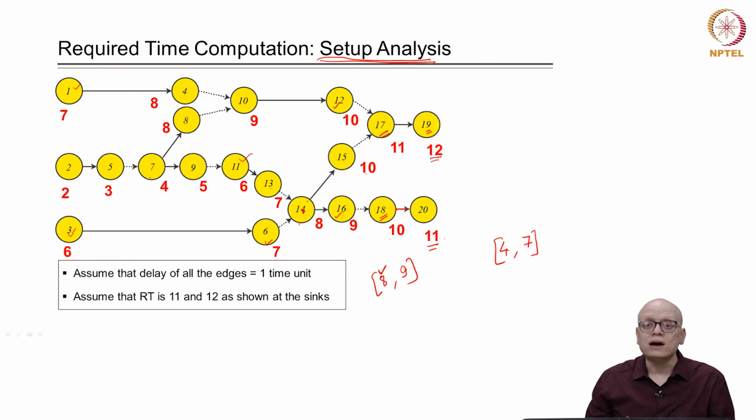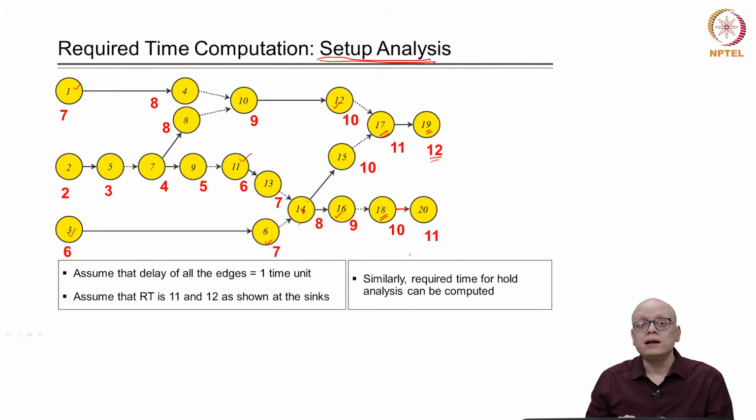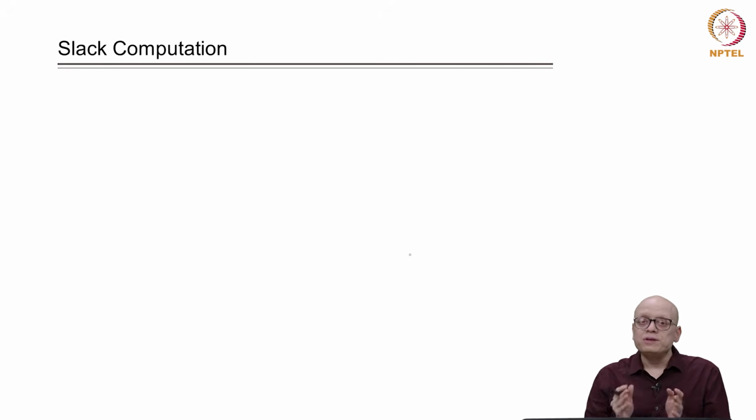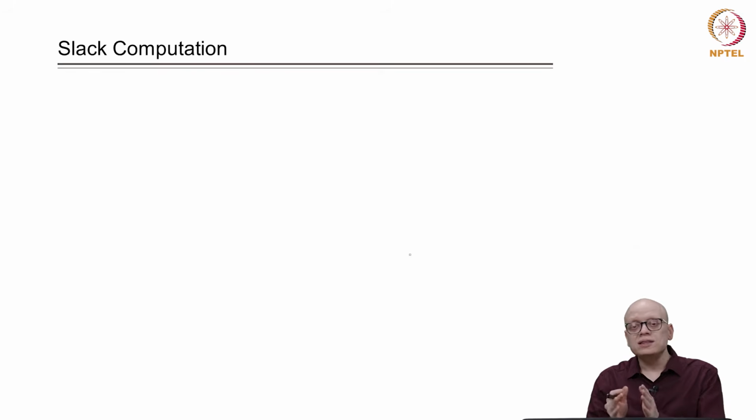So, we got the required time at each vertex in the timing graph. Now, this we did for the setup analysis. Similarly, we can do it for hold analysis also. We have to use the other equation, the max operation. Now, once we have done the arrival time computation and the required time computation, then we can compute whether our circuit is timing safe or not, meaning what is the slack in our circuit, right.